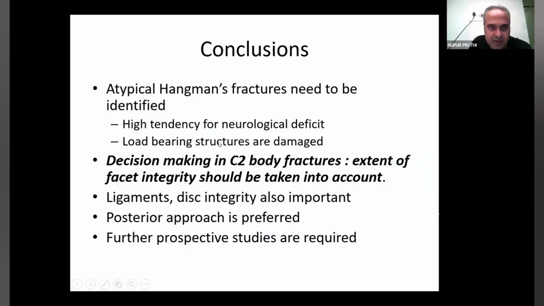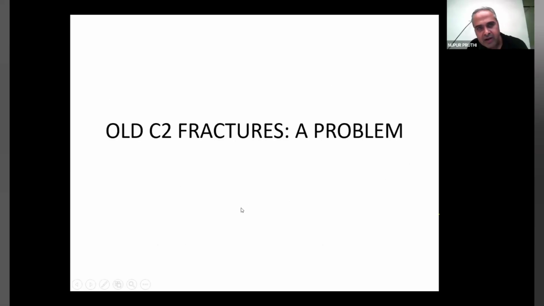So to conclude this part of the presentation, atypical Hangman's fractures need to be identified. There's a high tendency for neurological deficit in these patients because simply the load-bearing structures are damaged. The decision-making in situ body fracture should take into account the facet integrity, because that is the main load-bearing area. Of course, ligament and disc integrity is also important. Posterior approach is preferred, and definitely further prospective studies are required.